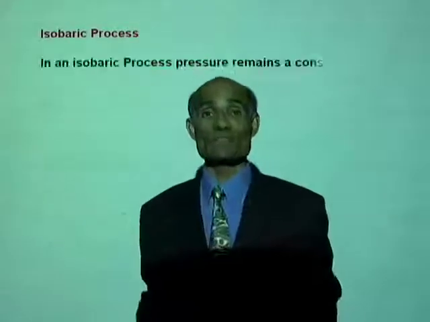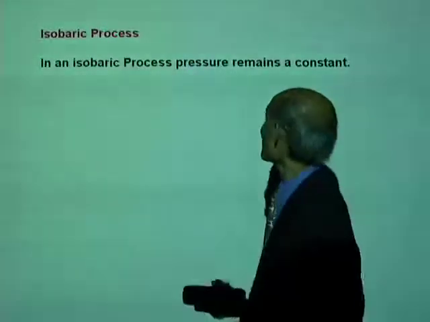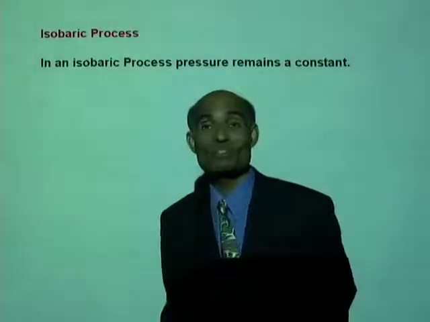Let's now talk about what is called an isobaric process. Do you remember when you talked about Boyle's law? We said Boyle's law describes an isothermal process. You recall that? What is an isothermal process? An isothermal process is a process where the temperature remains a constant. What is an isobaric process? An isobaric process is a process where the pressure remains a constant. In an isobaric process, the pressure remains a constant.